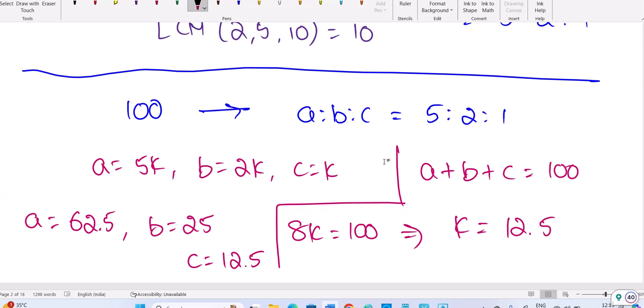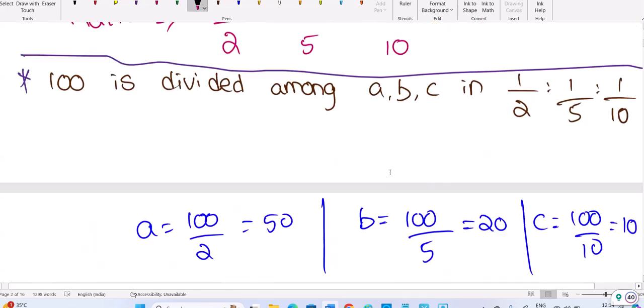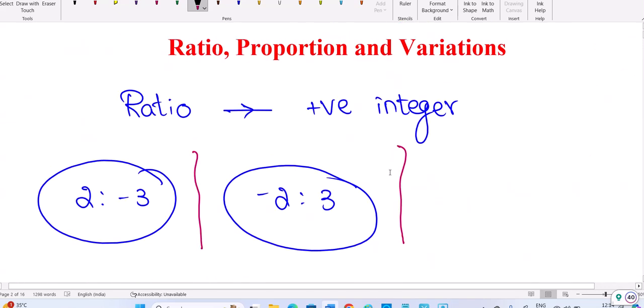But if it is in fraction, make sure you convert it into integers. This is one very important basic, and they are asking questions related to that. Basic stuff, they are asking questions. Okay, let me go ahead with one question related to this basic point. Before that, note down that one point. All this discussion is: ratio must be positive integers.